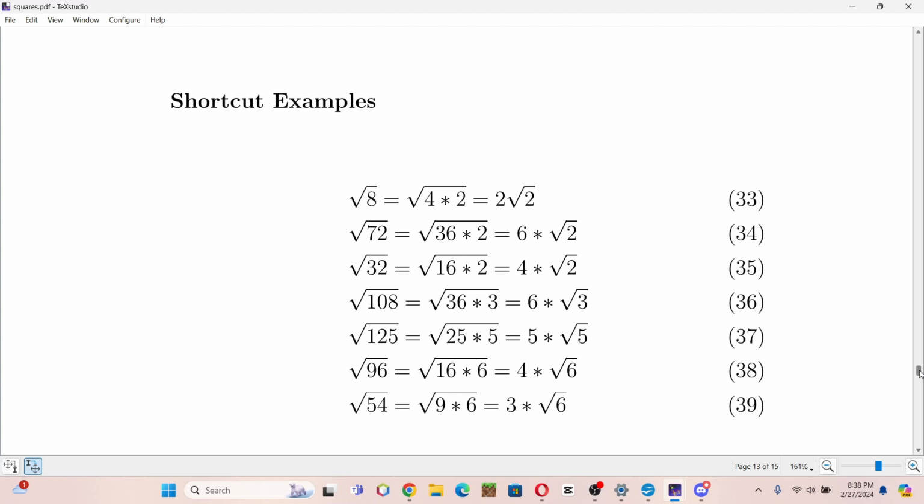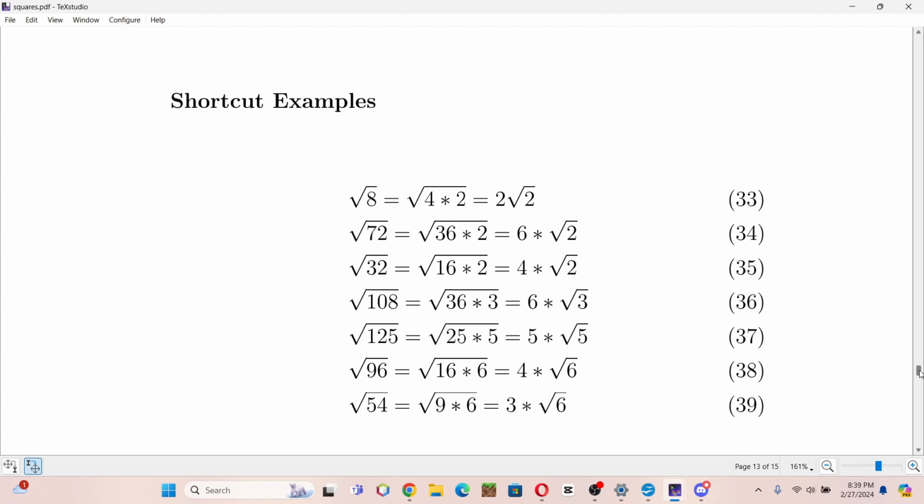Equation 35, 16 divides into 32, so pull out 16 equals 4 squared. Equation 36, 36 divides into 108, so pull out 36 equal to 6 squared. Equation 37, 25 divides into 125, so pull out 25 equal to 5 squared. Equation 38, 16 divides into 96, so pull out 16 equal to 4 squared.